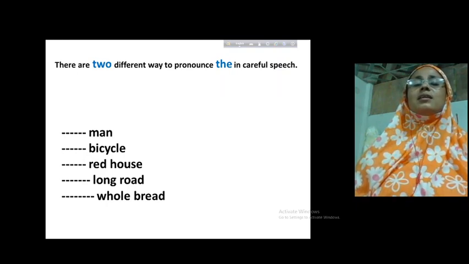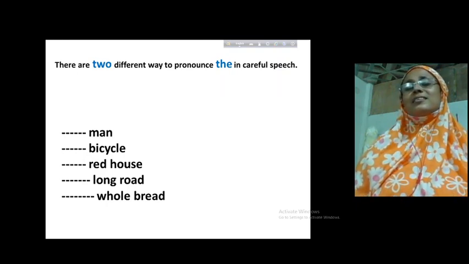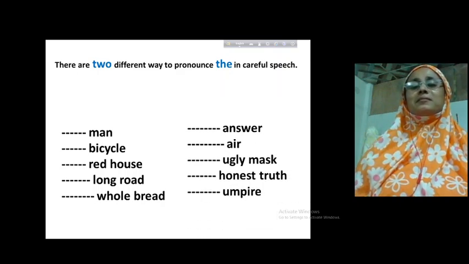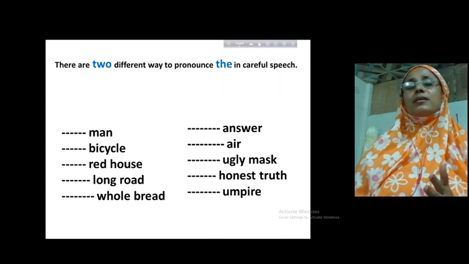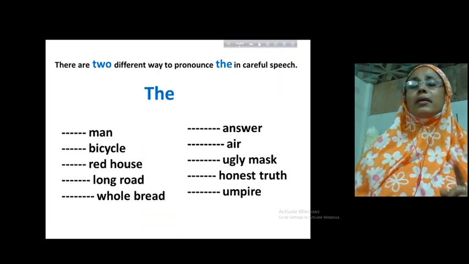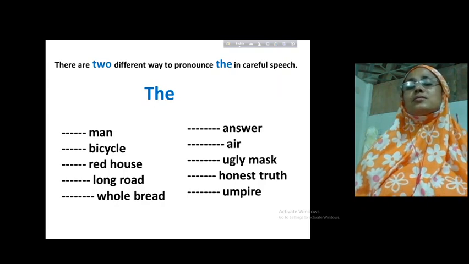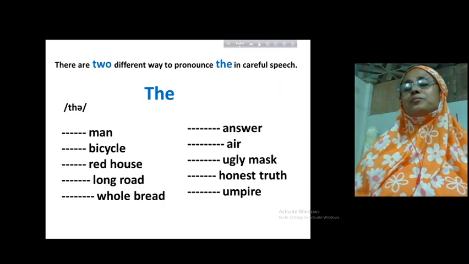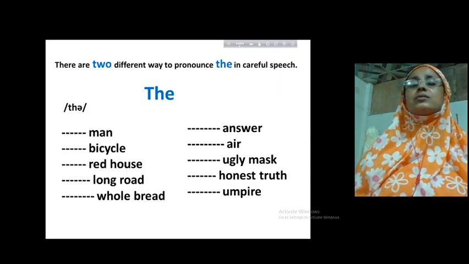What to say? Thuh or thee? The man or thee man? And what will be here? Thuh answer or thee answer? Who can say? Wow, great. Then the is the main word, but what will you use? Very good. Can you pronounce this? Where do we use thee?